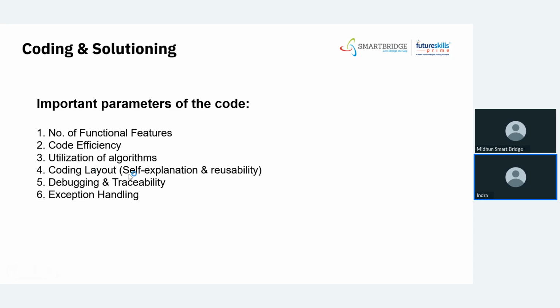Coding layout. This means writing the instructions in a way that is easy to read and can be used again without writing everything. Then we have debugging and traceability. Programs also often have some errors, right? So good coding practices make it very easy for you to find and fix those errors. Exception handling. Sometimes things may go wrong, right? And the computer needs to know what to do in those situations instead of stopping completely. If a program faces any error, it should handle it gracefully instead of crashing.